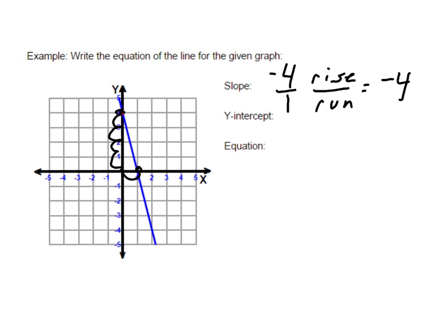My y-intercept, well, right here where it crosses the y-axis, that's what I'm looking for. And we can clearly see that that is 4. So my equation, y equals -4x plus 4. That's it.